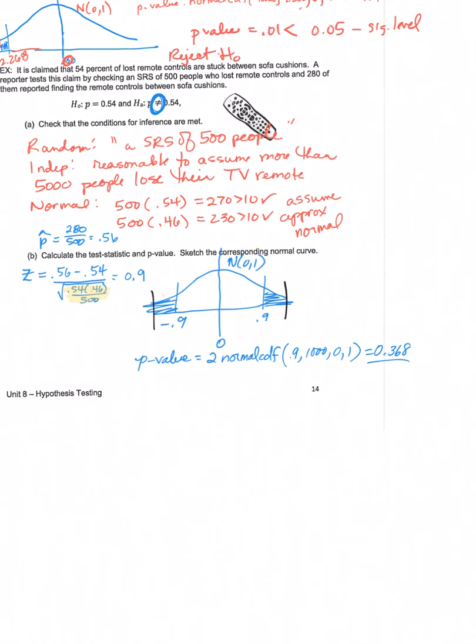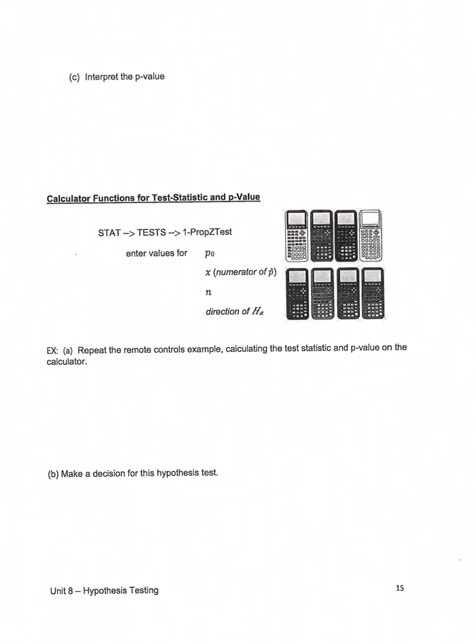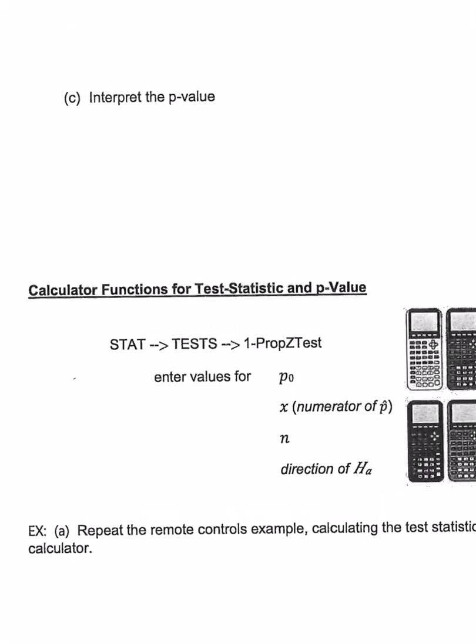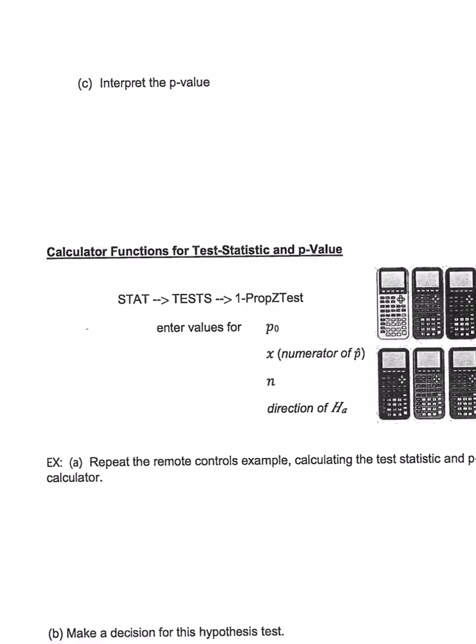Is that making sense? So now it says interpret. Interpret this p-value. This is that ugly interpretation, assuming what?